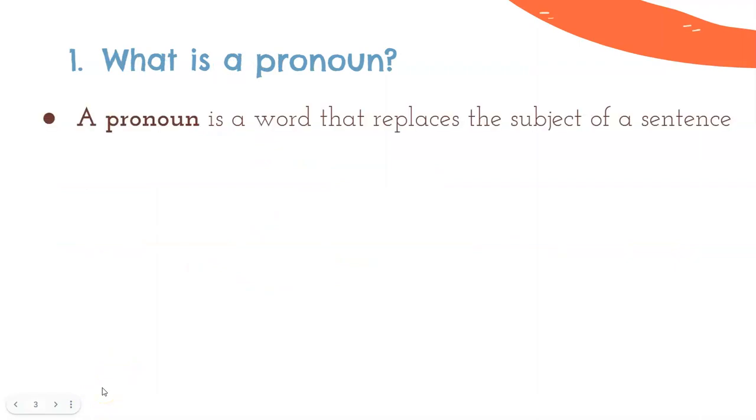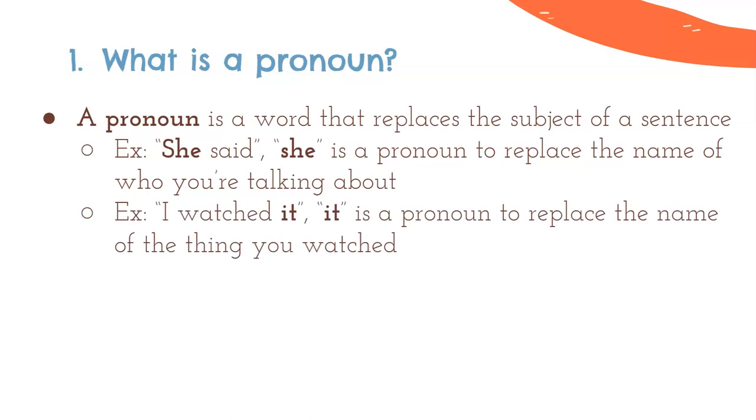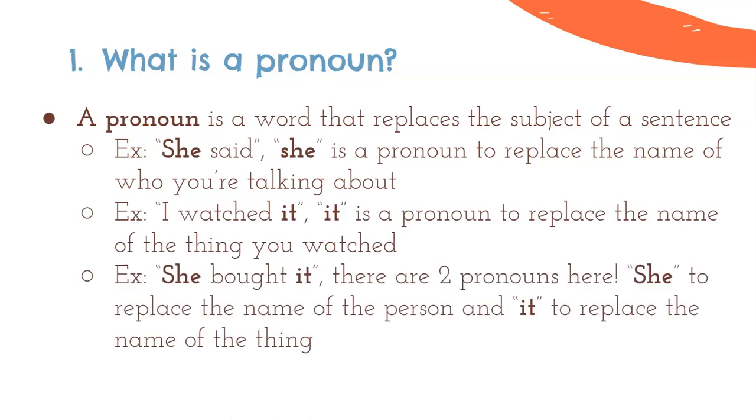A pronoun, simply put, is a word that replaces the subject of a sentence. So for example, when we have the sentence she said, she is a pronoun. It's replacing the name of the person that we're talking about. If you say I watched it, it is a pronoun to replace the name of the thing that you watched. In the sentence she bought it, there are two pronouns. There's she to replace the name of the person you're talking about, and it to replace the name of the thing.